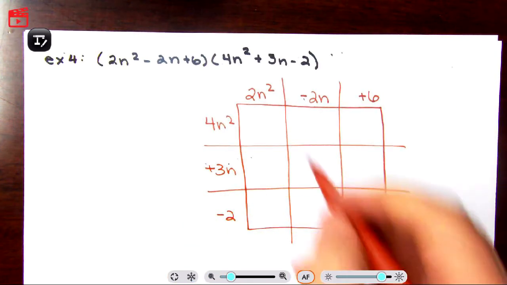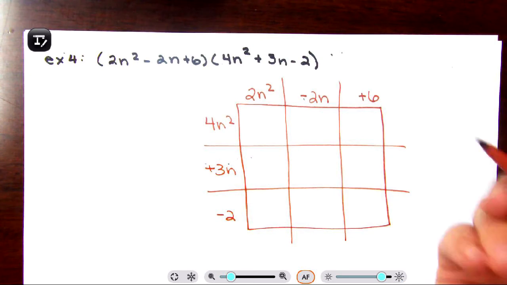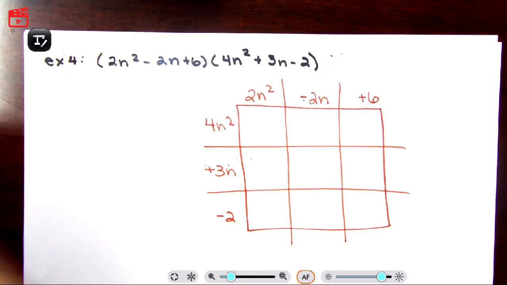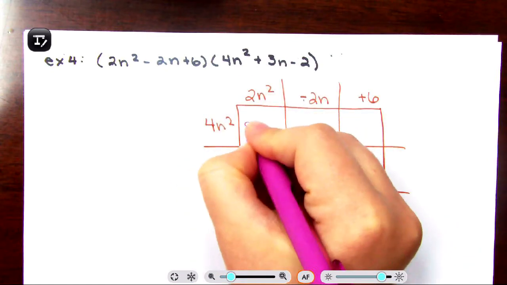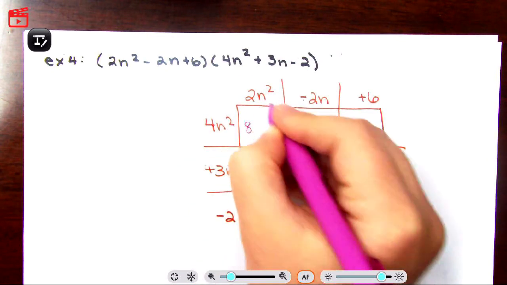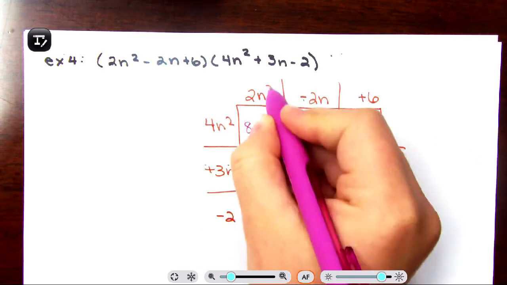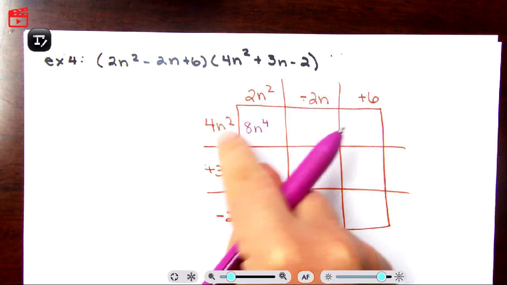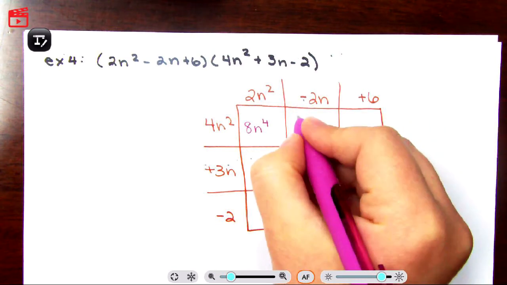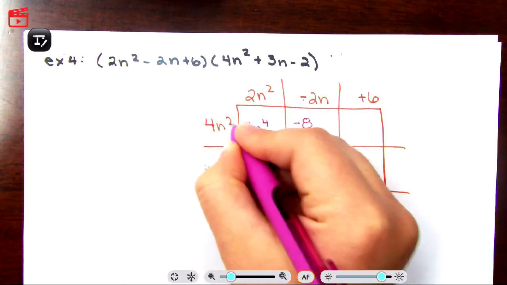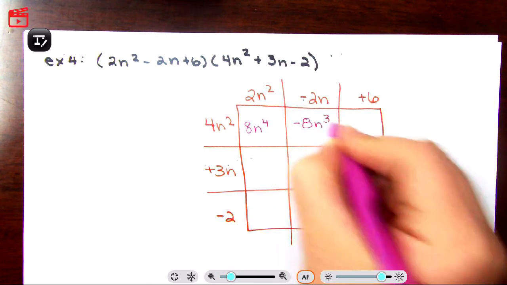There we have it. Now we're going to take steps. This one's going to be a little bit longer. That's okay. 4 times 2 is 8. N squared times n squared, that's n to the 4th power. Again, you're going to add the exponents when you're multiplying the variables like this. So then we have 4 times negative 2, which is negative 8. N squared times n is n cubed.